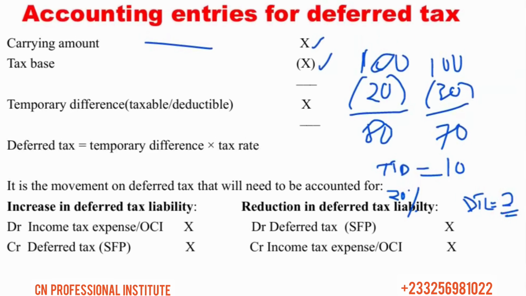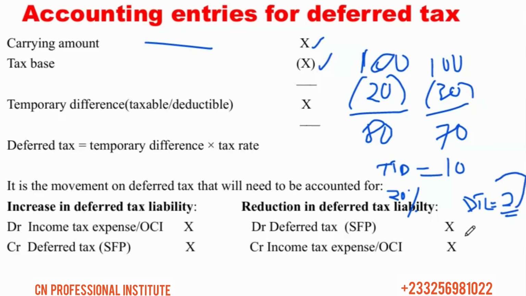Now, if you go back to the beginning, we said the amount that we record in the P&L has three main things: over and under provision, current tax, and movement in deferred tax. The deferred tax is only the movement that we record. Mind you, it's not the whole deferred tax that we record. So when you have opening deferred tax, you have to compare with the closing. This 2,000 that we computed is the closing deferred tax, but we have to record the movement.